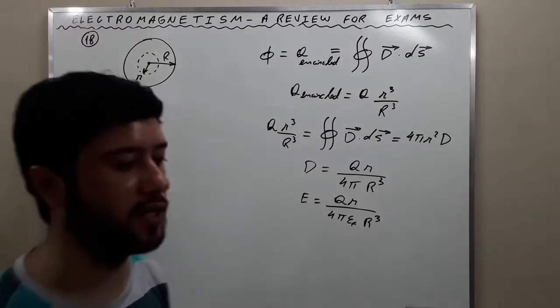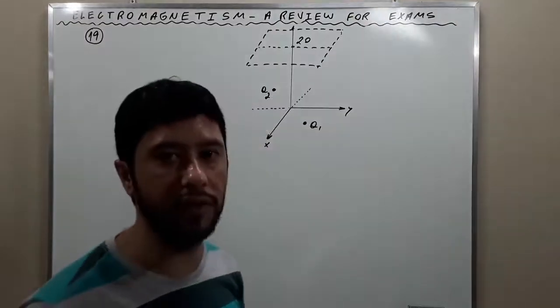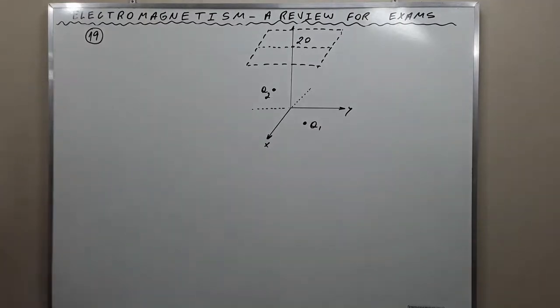Let's go to exercise 19 now. Exercise 19: two point charges Q1 and Q2 are placed at coordinates (1, 1, 0) and (-1, -1, 0), respectively. The charge of Q1 is 10 microcoulombs and the charge of Q2 is 20 microcoulombs. Calculate the total electric flux passing through the z equal to 20 plane.